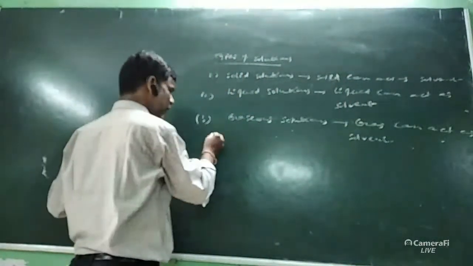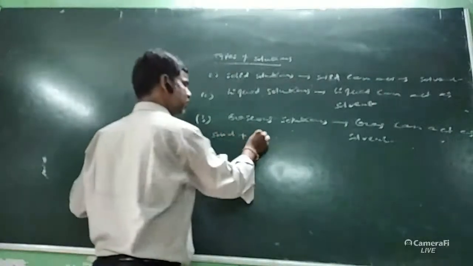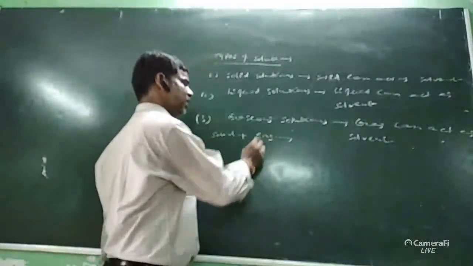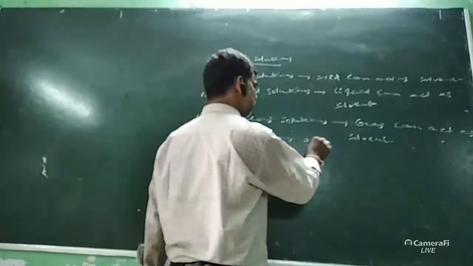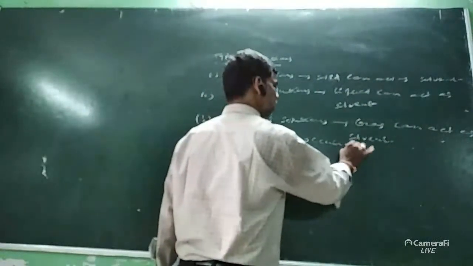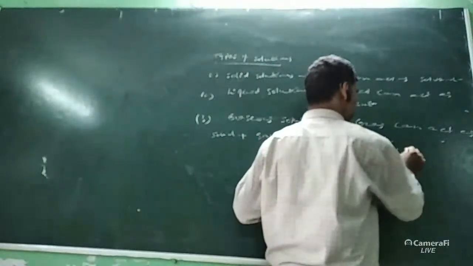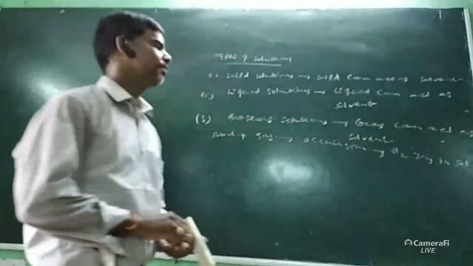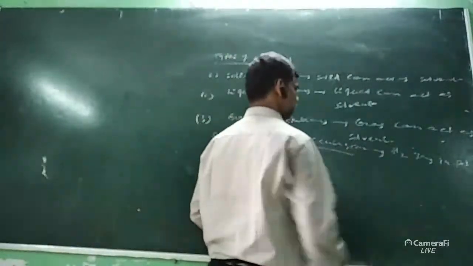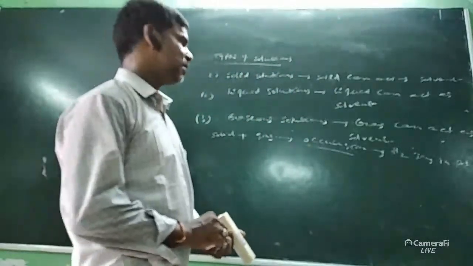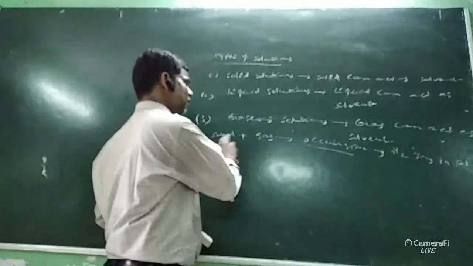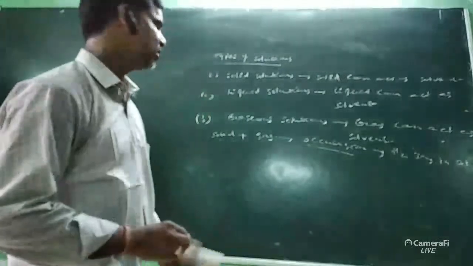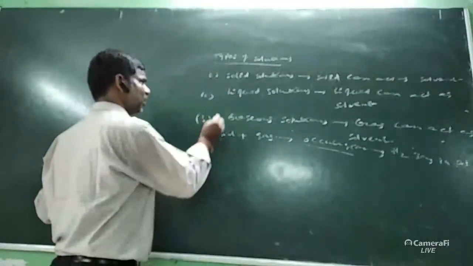Next we have solid plus gas. The solid is the larger amount, and the gas is the smaller amount. That we call occlusion, for example hydrogen gas in palladium. That process is called occlusion, which will generally be explained under absorption. So solid plus gas is occlusion, nothing but hydrogen gas in palladium. Similarly, we have the liquid solutions.